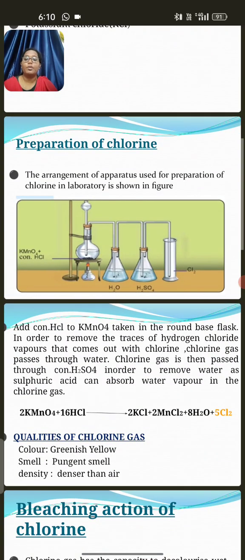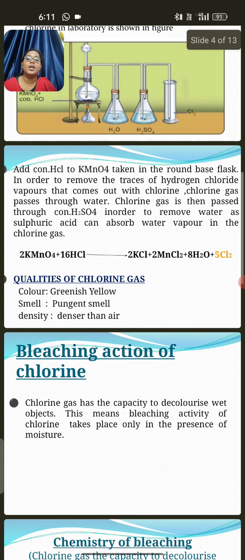Then the preparation of chlorine. First of all, we take potassium permanganate in a round bottom flask. Then we add concentrated hydrochloric acid to it using a thistle funnel. Then it is passed through water in order to remove hydrogen chloride vapors. Then it is passed through sulfuric acid to remove water vapor. Finally, we collect it in an open gas jar because its density is higher than that of air. The properties of chlorine gas are: color is greenish yellow, smell is pungent, and density is denser than air.